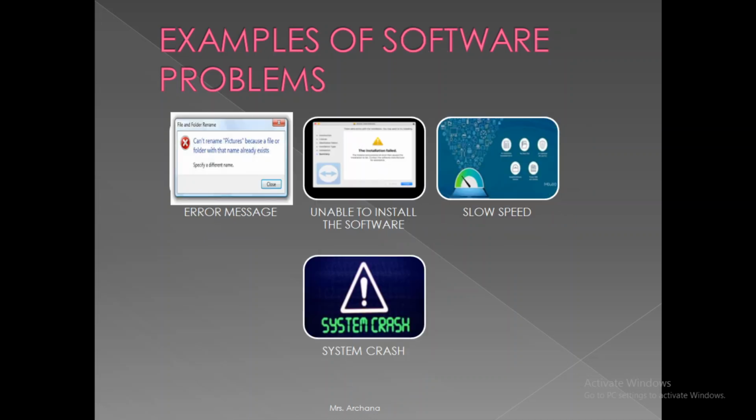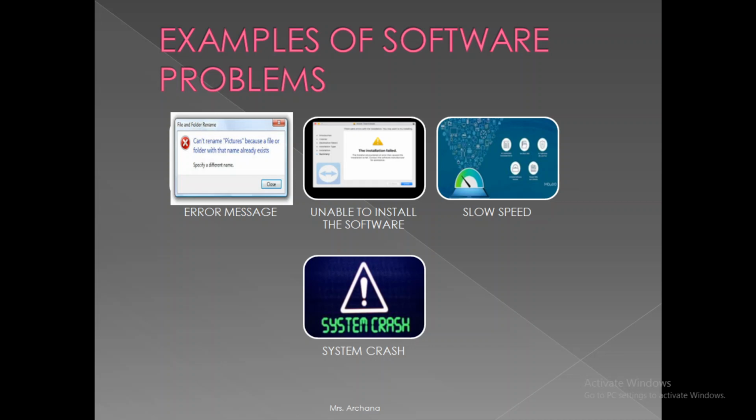Next is software. Software is an application or program running on the computer. Then what are the problems you might encounter with the software? First is error message. Like see in this picture, it displays that you cannot change the file name because already it exists. Second, unable to install the software.